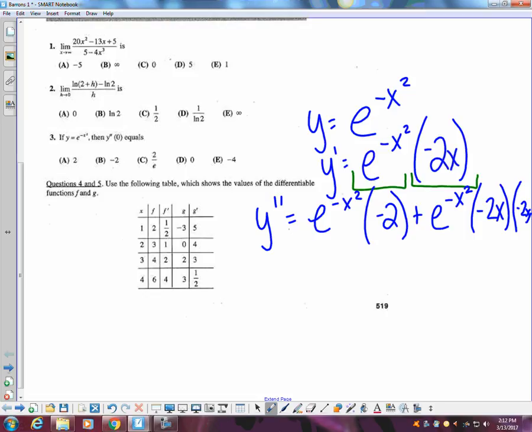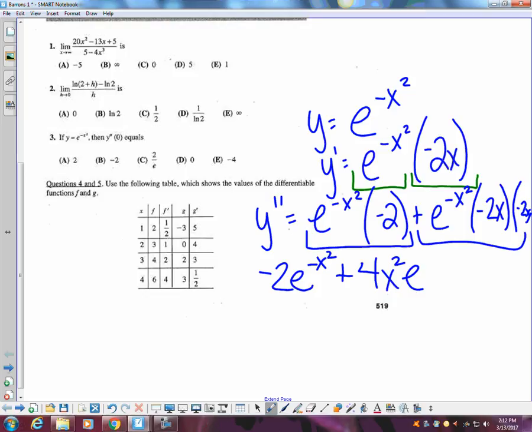Everybody good? Don't just write it down. Think through it. Okay, so now let's clean. I've got an island right here. So negative 2 e to the negative x squared, just to make it look somewhat normal. Then is the second island back here going to be positive or negative? It's positive, so plus 4x squared e to the negative x squared. Okay, now that's y double prime.